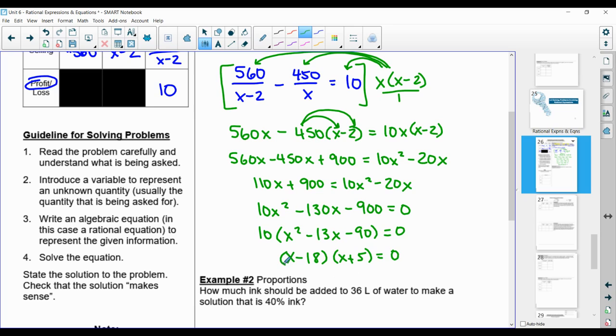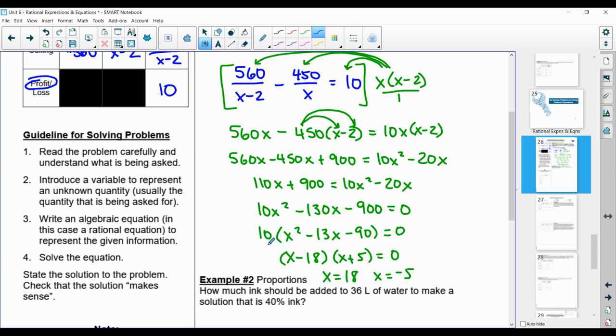equals 0. Again, if you were struggling with factoring, you could always use your quadratic formula or plot them on your calculator to find your zeros. At this point, we know that x equals 18 and x equals negative 5. Now, if we were just solving the equation, we would say these are our answers. But we're now working with word problems. So we have to ask ourselves, do these numbers make sense?